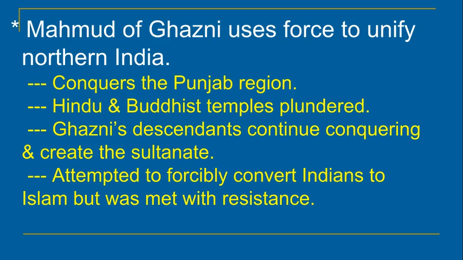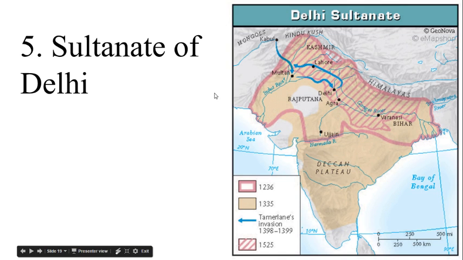And so he unifies parts of northern India for a short time until he passes, and his attempts to forcibly convert the Indians was not popular, obviously, because no one wants to be forced to change their lifestyle or change their religion. But he starts the process of the arrival of Islam in northern India. And his descendants eventually are going to set up what we call the Sultanate of Delhi.